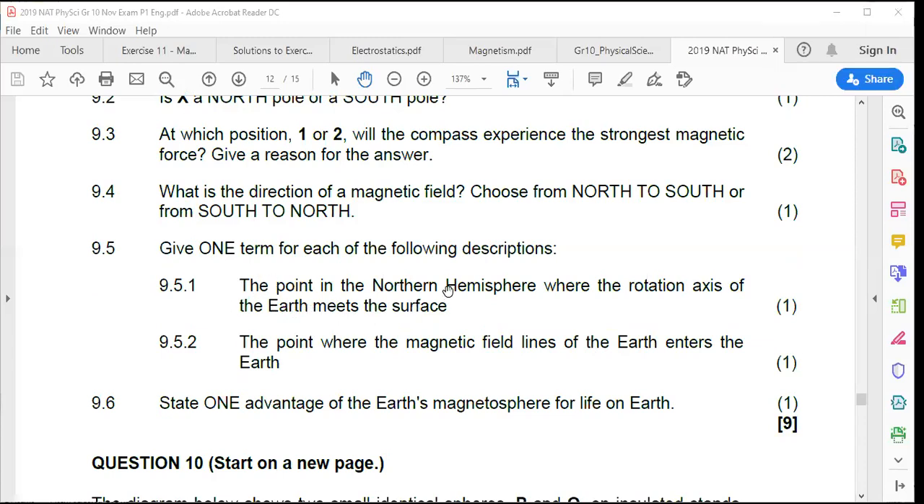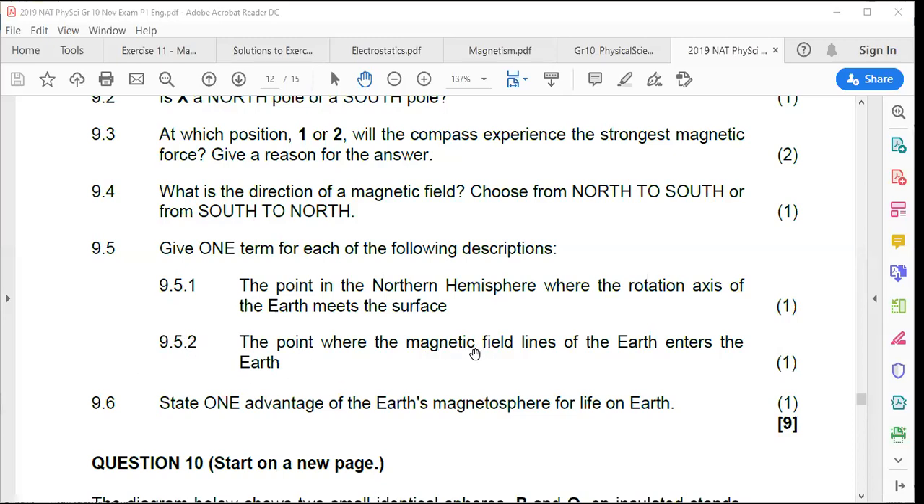The point in the northern hemisphere where the rotation axis of the earth meets the surface. Right, the answer there becomes geographic north because it's to do with the rotation of the earth. So rotation of the earth is geographic north. So your answer is geographic north. Right, we move on to 9.5.2.